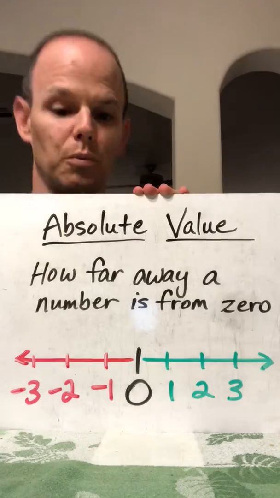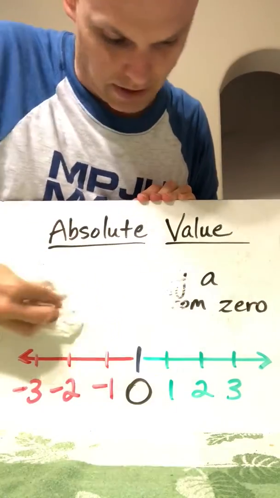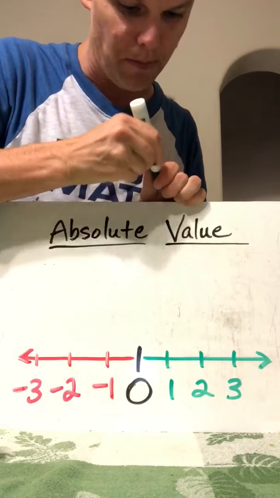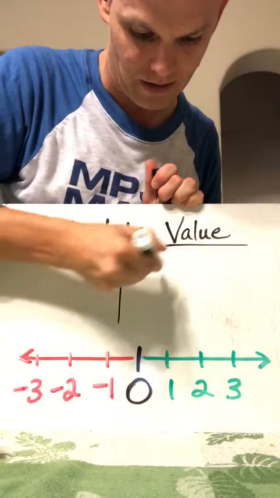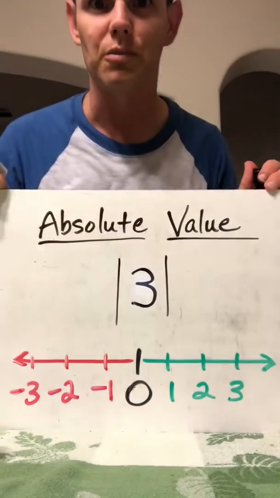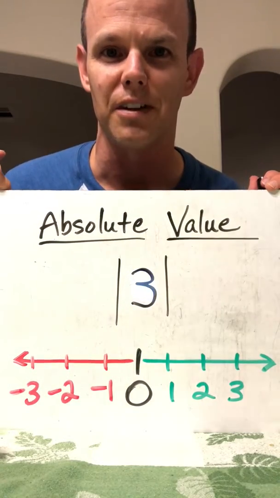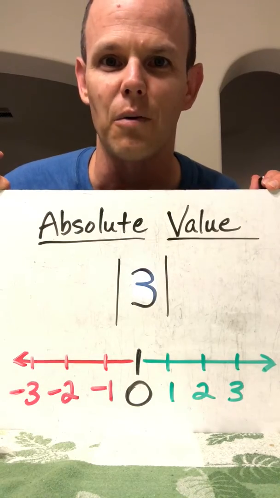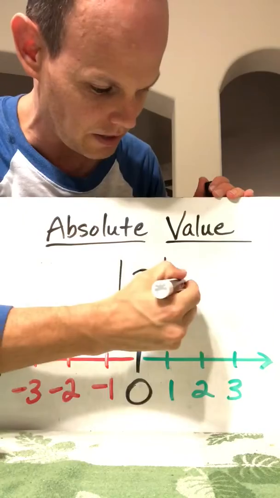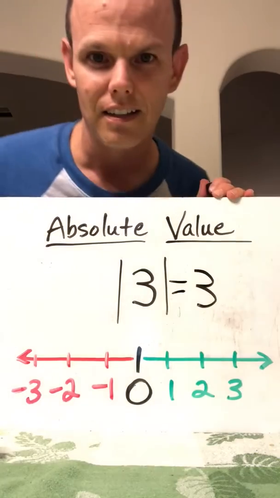How absolute value is written is like the following. Let me erase the definition here. Absolute value is written with bars on the side. They are straight and they have a number inside of it. This would read, what is the absolute value of the number 3? Which means how far away from 0 on the number line is 3. And we already know that the answer is 3 tick marks.